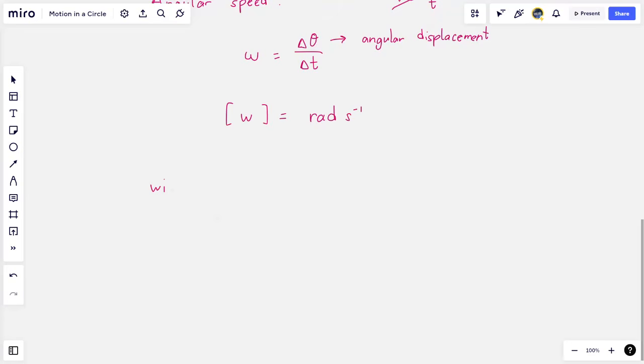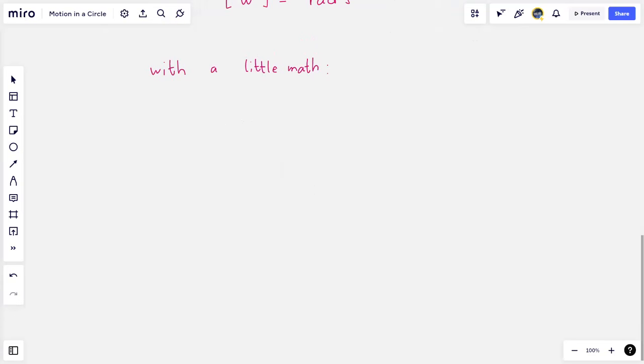Now, we aren't going to show all of the derivations, and the mathematics itself is not that complicated, but with a little math, we show that the linear velocity v is equal to the radius of the circle times the angular velocity, or the angular speed omega. And so what does this actually mean?